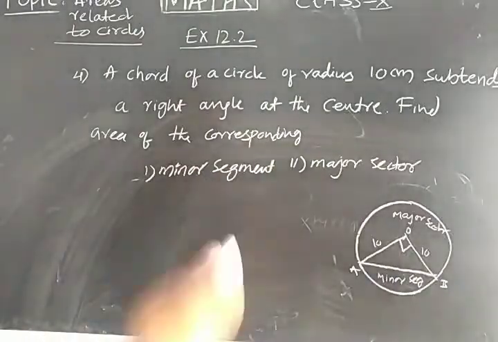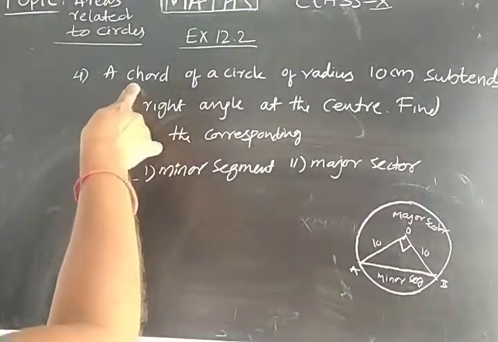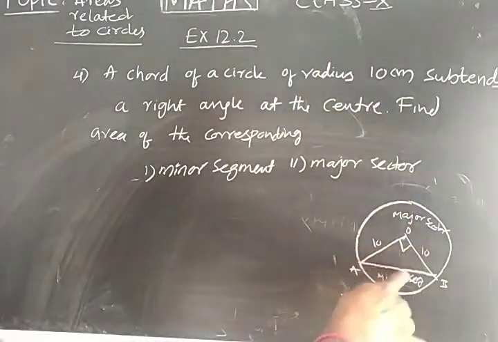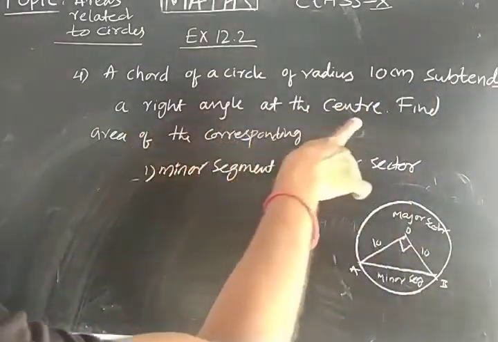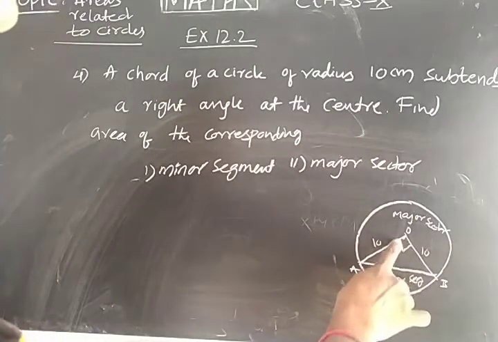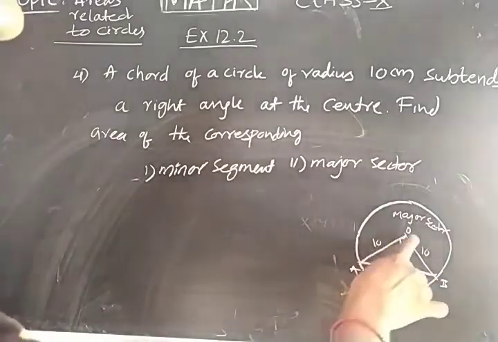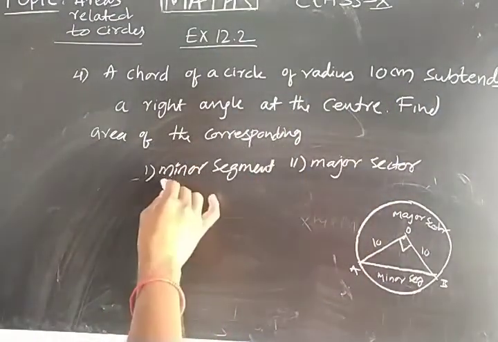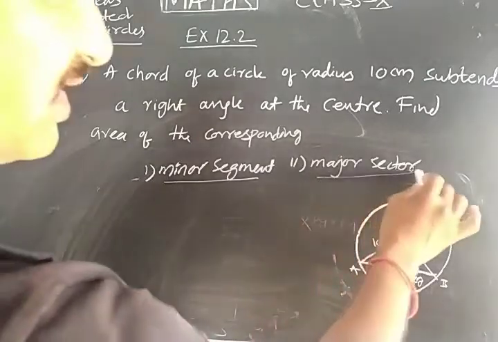Next problem, fourth problem. See what is given. A chord of a circle of radius 10 centimeters. So a chord subtends a right angle at the center. This is the chord in the figure, AB, subtending 90 degrees at the center of the circle, and radius 10 centimeters is given. Right? Find the area of the corresponding minor segment and major sector.